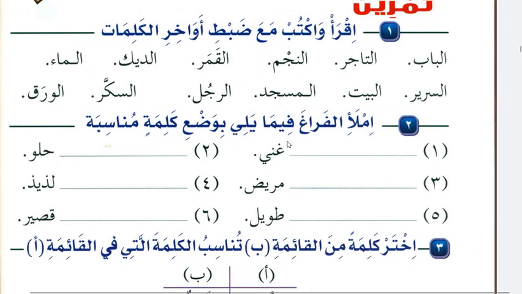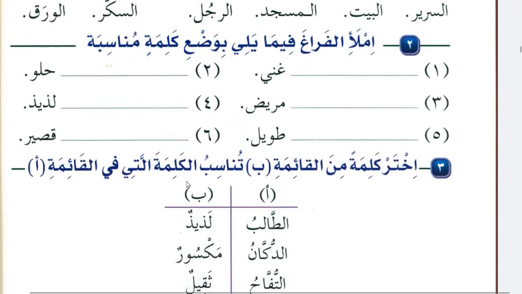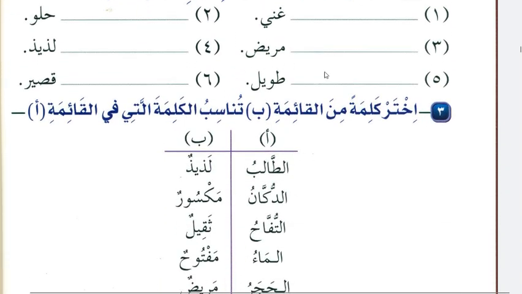Fill in the blanks which are below by putting any appropriate word. Ghani means rich, so we say At-Tajiru Ghaniyun, the merchant is rich. Hulw, sweet, so we say As-Sukkaru Hulwun, the sugar is sweet. Mariz means patient. At-Talibu Marizun, the student is sick. So in this way you will fill these blanks. This is also your homework.